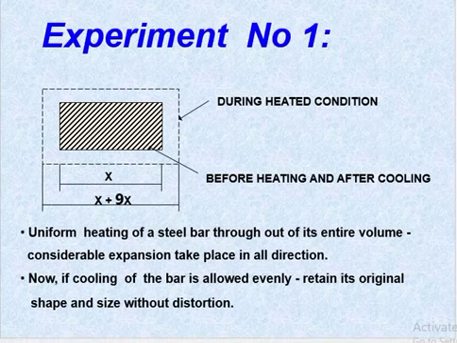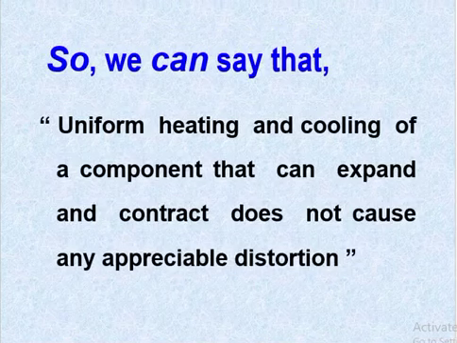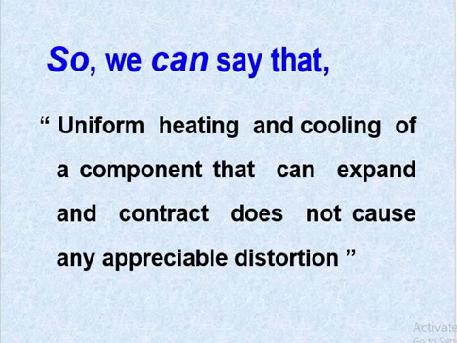So if you give uniform heating over the whole area of a plate or any object, there is uniform expansion and uniform contraction, so there will not be any distortion. We can say that uniform heating and cooling of a component that can expand and contract freely does not cause any appreciable distortion. The plate will be in the same shape after cooling.